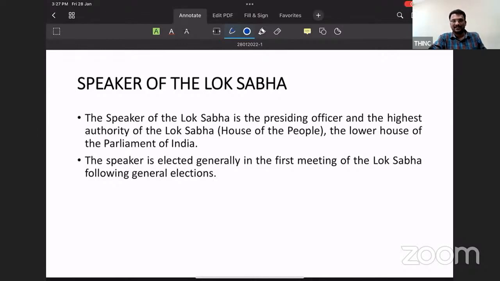The Speaker of the Lok Sabha is the presiding officer and the highest authority of the Lok Sabha. He takes decisions regarding whether a bill is a money bill or not, and how to maintain the decorum of the floor of the Lok Sabha, and he is the highest authority there.